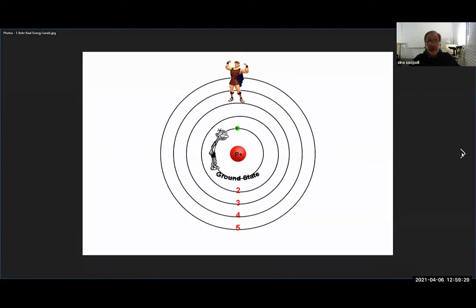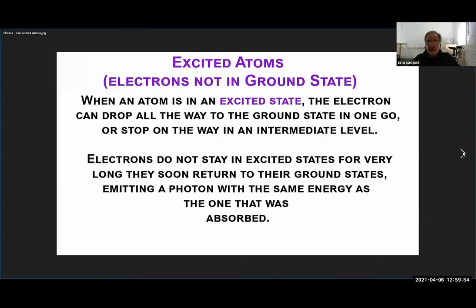Now, the higher the orbit, the more energy the electron has. So in higher orbits, electrons are very energetic. In fact, we call them excited. So when the electron is excited, it's in the higher orbits, not in the ground state. In the ground state, electrons are kind of wimpy. As they go up higher and higher, they get more and more energy. And we say excited atoms or electrons not in the ground state. So if you're an atom and you have an electron in a higher state, we say you're an excited atom.